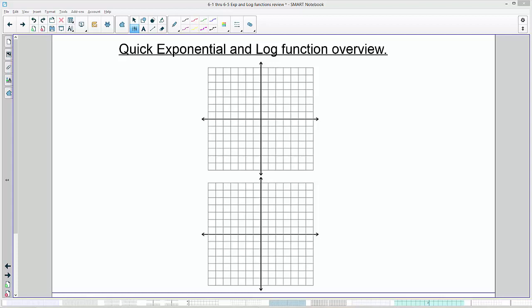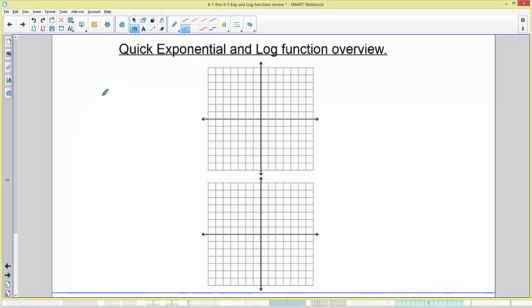Okay, this is for my Algebra 2 class, so a review before our half unit test for Unit 6. I'm going to do a quick overview of what we've done, and then we're going to actually do problems from the review sheet, or at least most of the problems that would require some review.